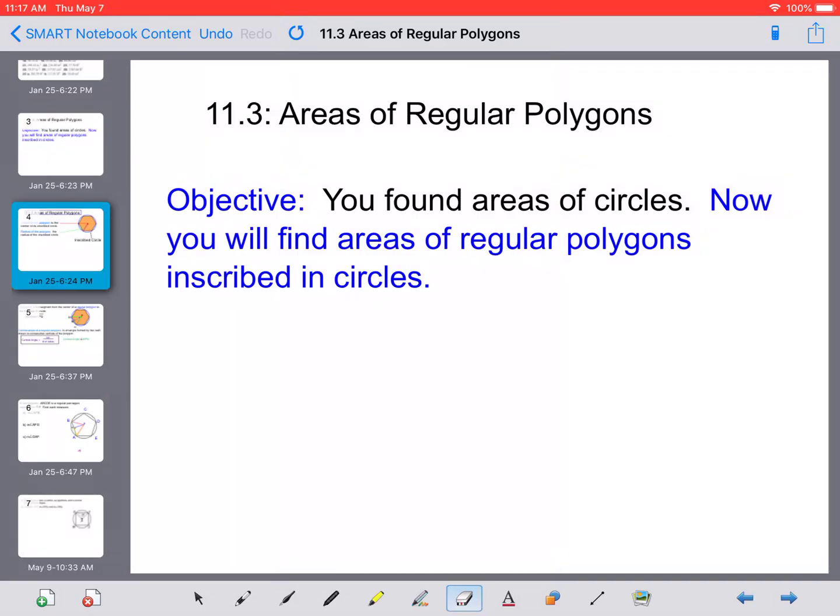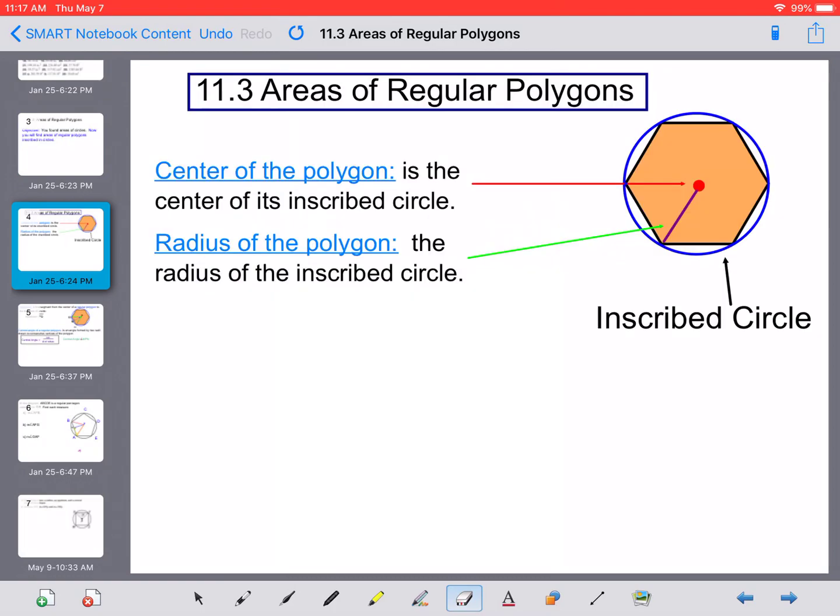So to know how to do these, you have to understand a few things. Just like the center of a circle is called the center point, we also have the center of the polygon, which is also the center point of the circle when it's inscribed. So any line that's coming out of it, like here, would be the radii. So the radius of the polygon is the radius of the inscribed circle. So you could actually draw a radius or radii to every point where it touches the circle.